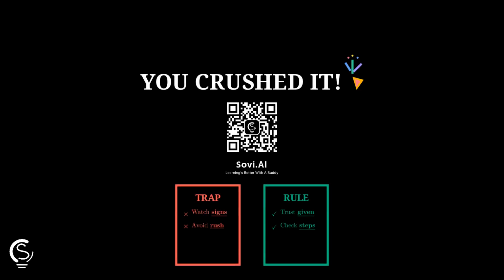Trap: signs and rushing. Rule: trust the given rate and check each step before choosing.